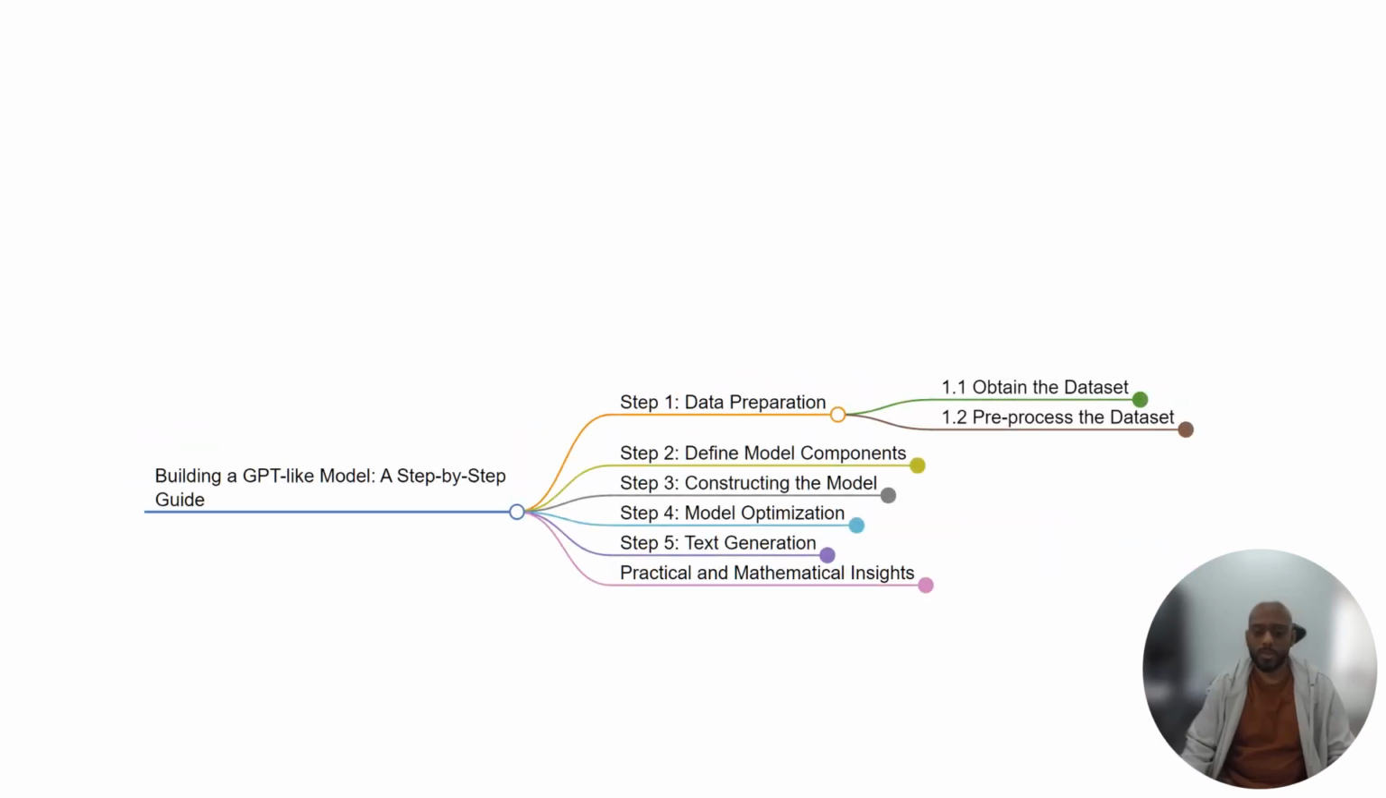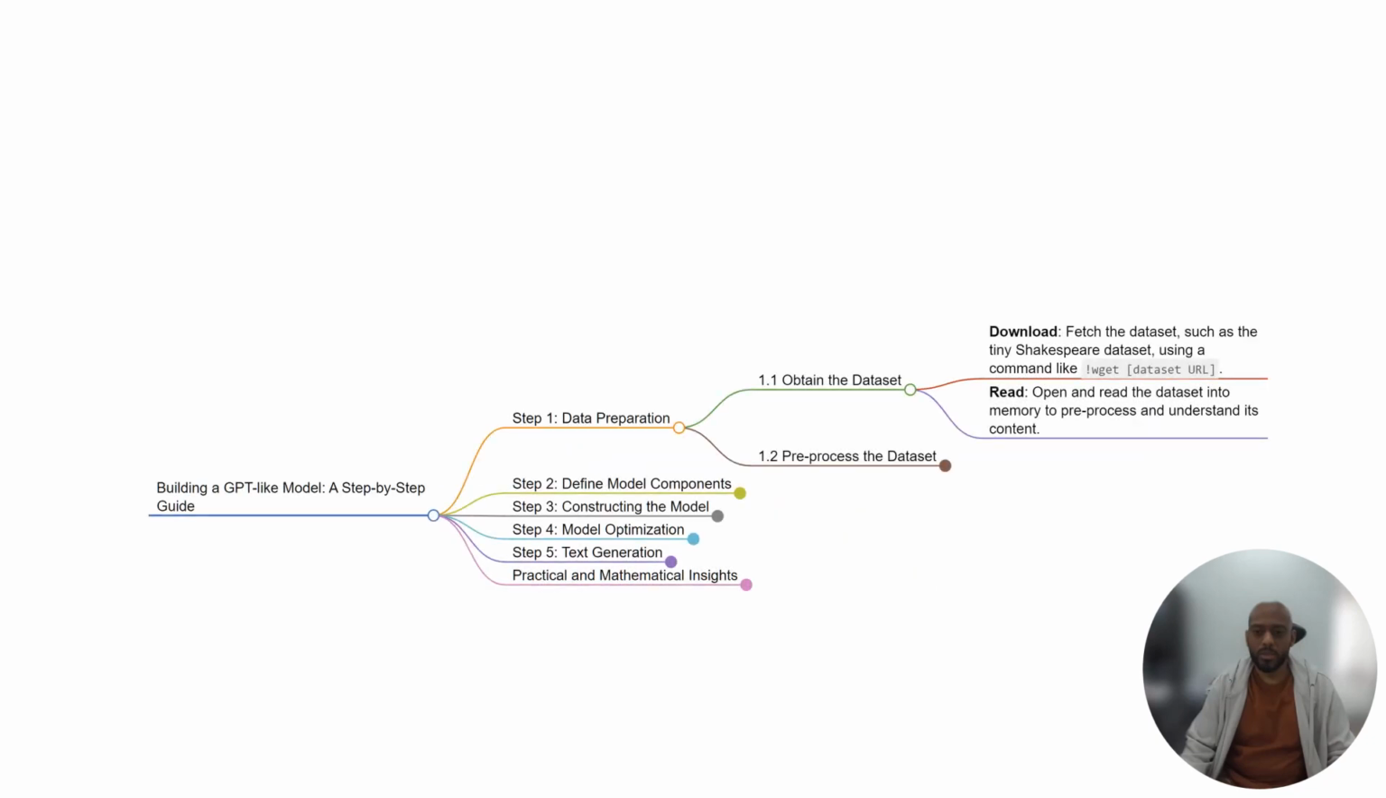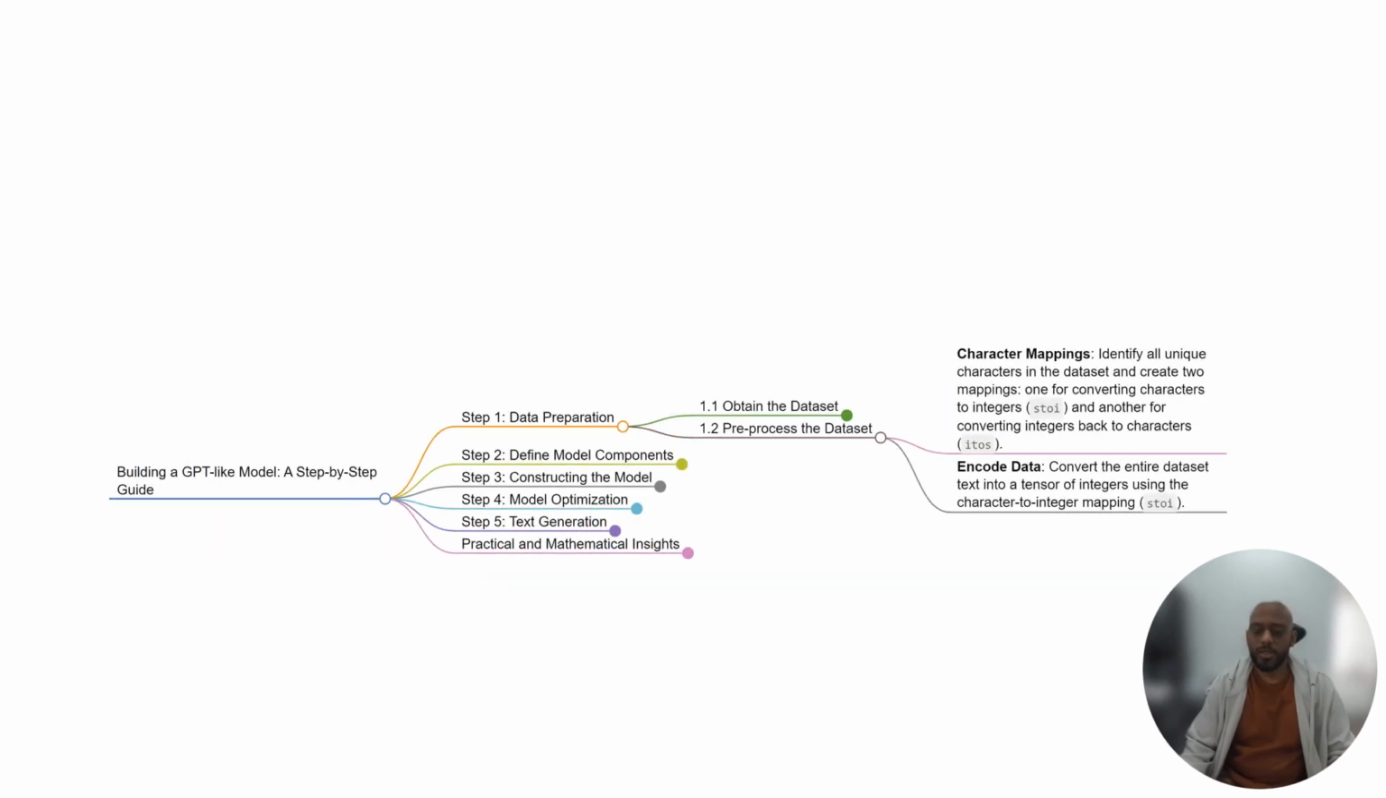For data preparation, we will first obtain the dataset and do some pre-processing. For obtaining, we'll download, for example, the Shakespeare dataset. After that, we'll read the data into memory to pre-process it. Next, we will do character mapping. We'll identify all the unique characters in our dataset and map them to integers. Then we'll encode our dataset based on that new character mapping.